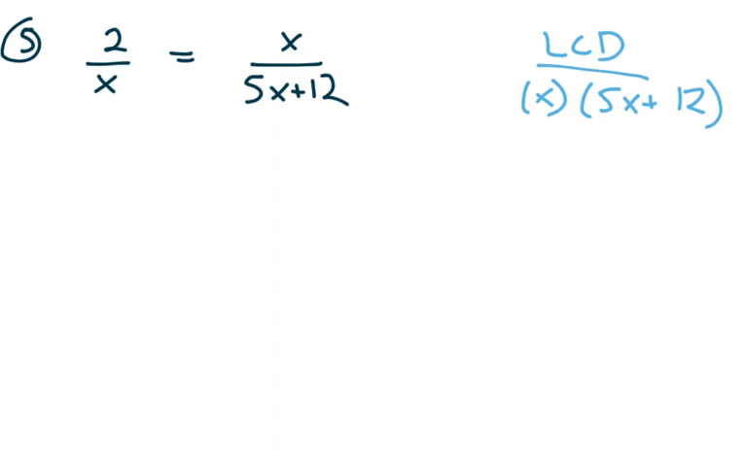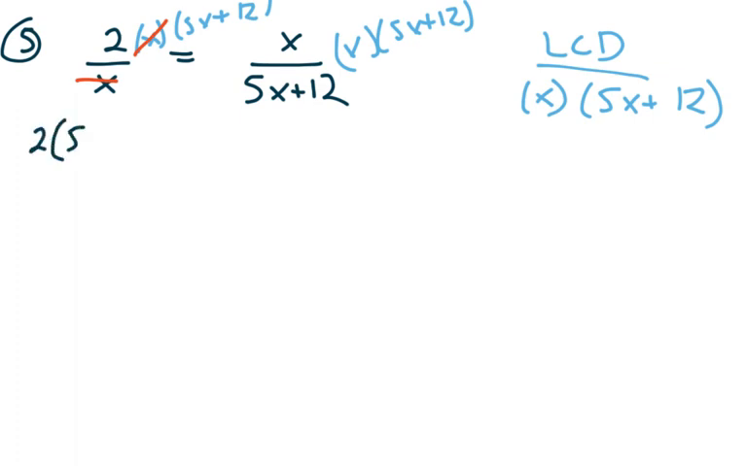So what I'm going to do is next to each one of my numerators write x, 5x plus 12. We could just write 5x squared plus, but you want to keep it factored so that everything cancels. All right. Our x's here will cancel on our first fraction, so we'll be left with 2 times 5x plus 12. And on the right side, the 5x plus 12s will cancel, so we'll be left with x times x.